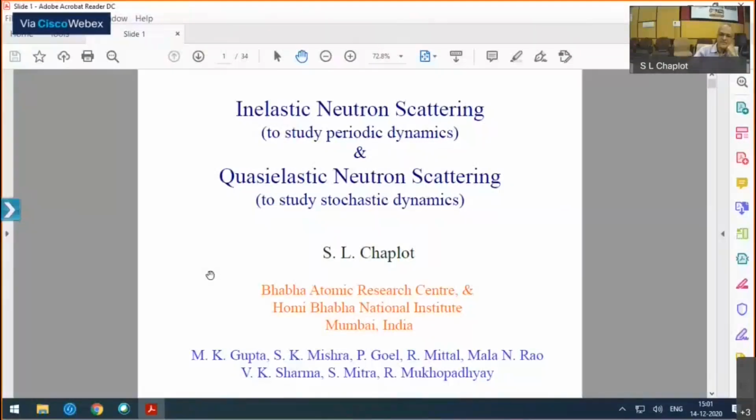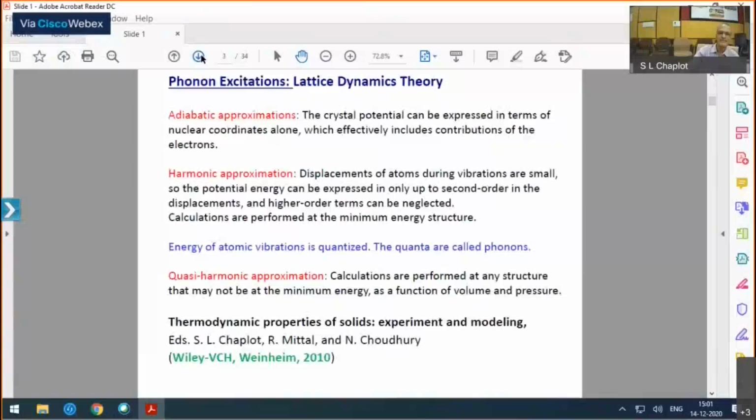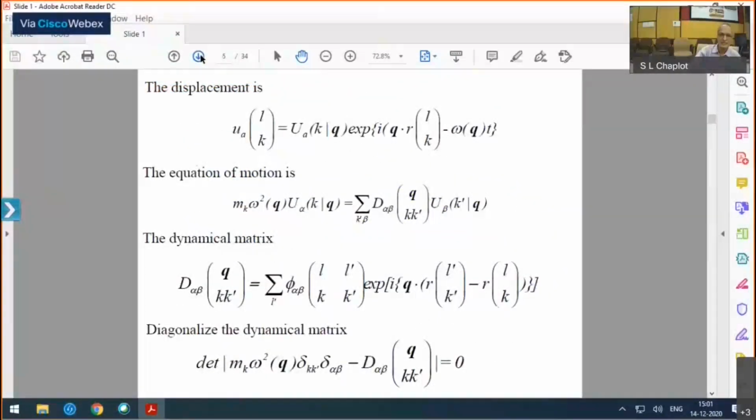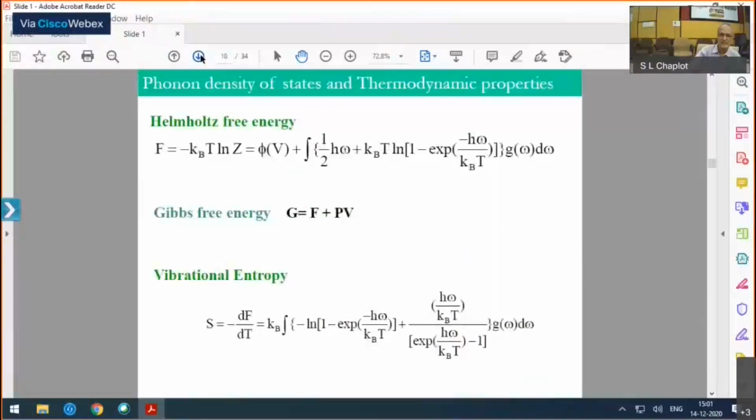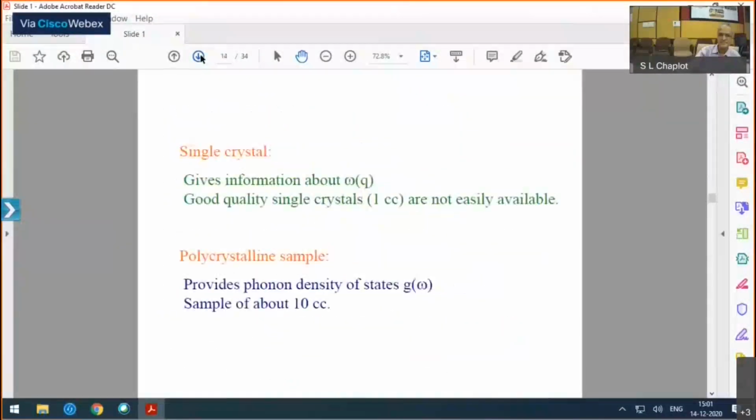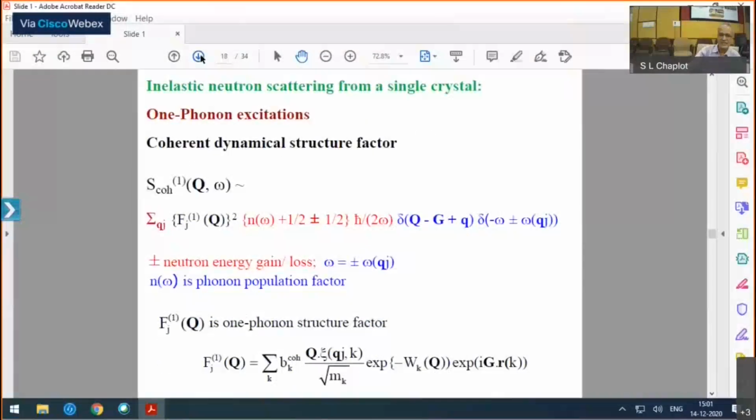We have been talking about the inelastic neutron scattering measurement to study the phonon excitations. Okay, I would like to clear up some of the issues that we did not discuss.